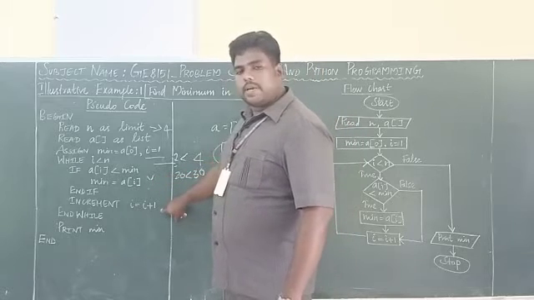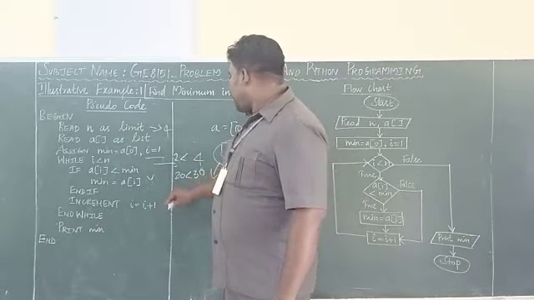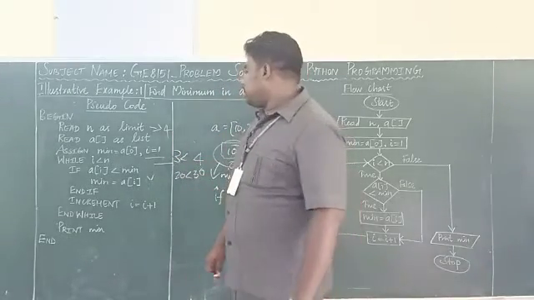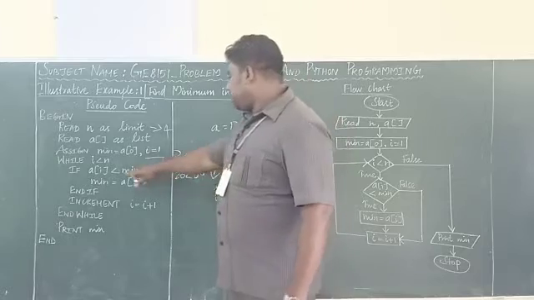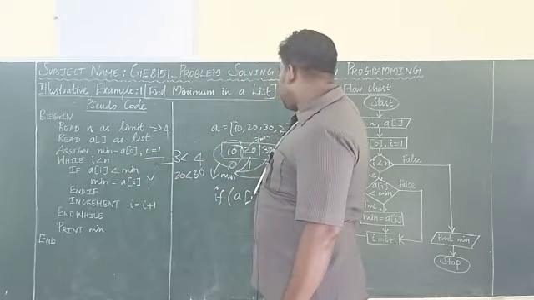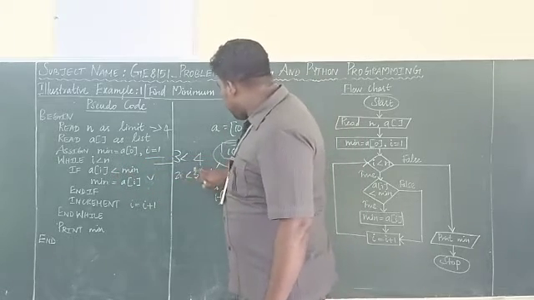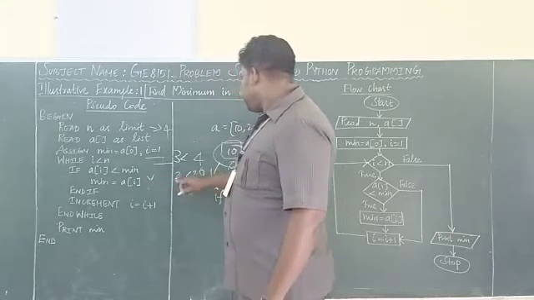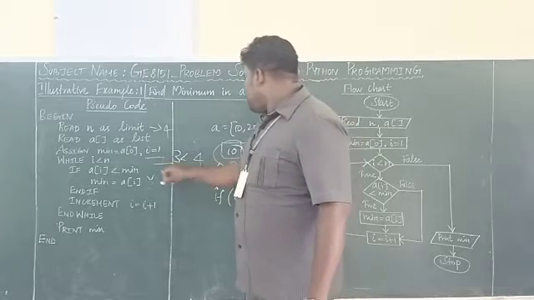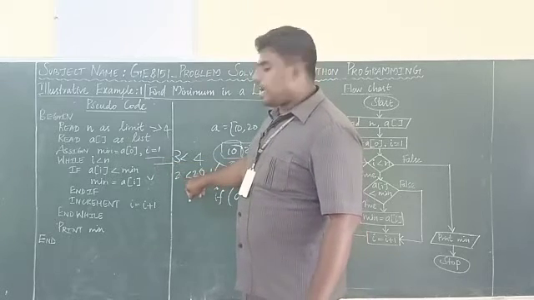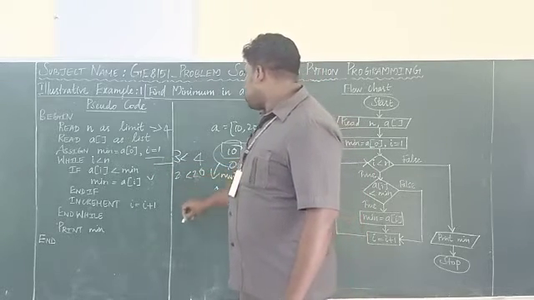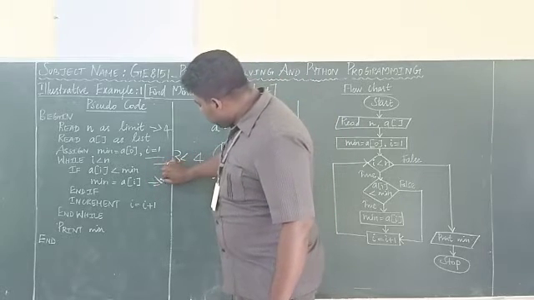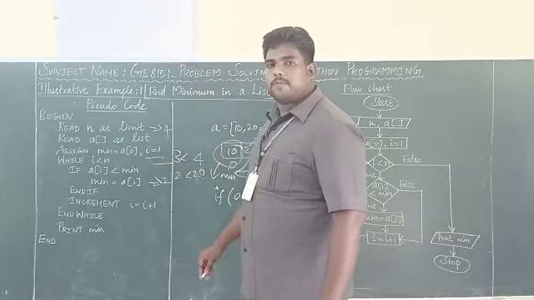Then again increment. Now what's the i value? i equals 3. 3 less than or equal to 4. The condition is true. So again, a of 3 is what? 2. So 2 less than the minimum. Now a of 3 is 2, and the condition is true. If the condition is true, execute this. Now what's the minimum value? a of 3, right? So 2 is the minimum value.